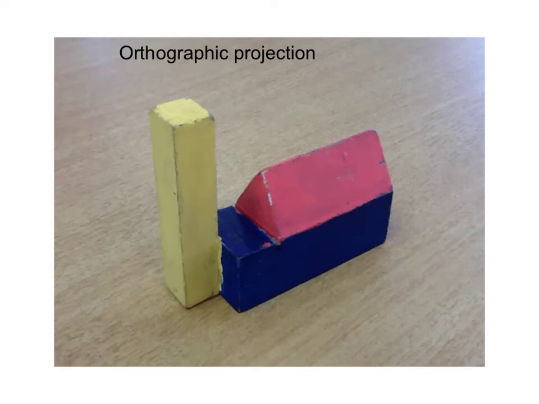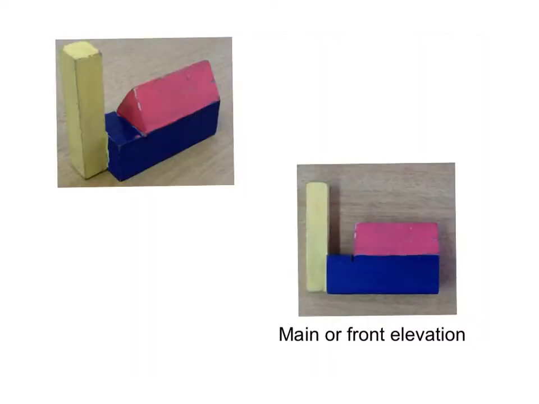In this video we're going to use this little wooden model to explain orthographic projection. In orthographic projection we draw two-dimensional pictures of what we'd see if we're looking at that object square on from each of its sides or straight down from above.